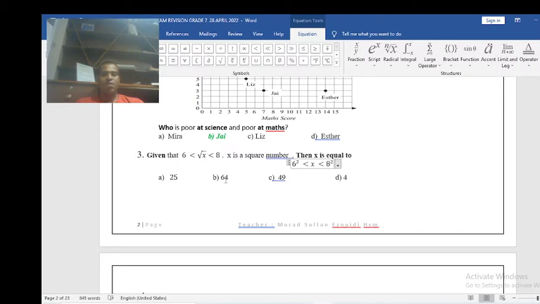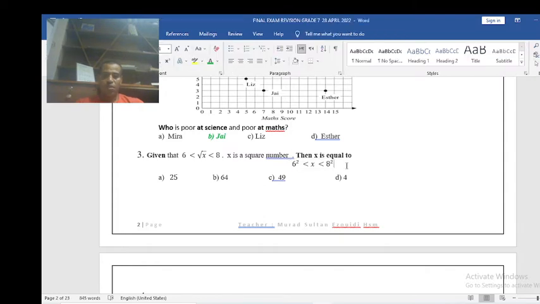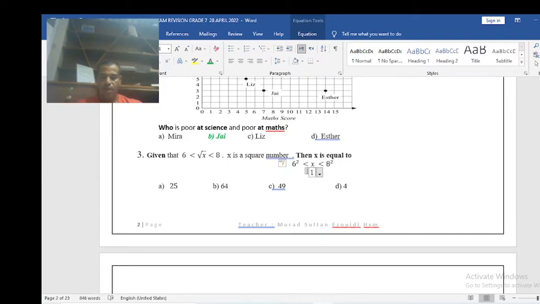Is it 25 or 64 or 49 or 4? First of all, learners, the first square numbers are 1, then 4, then 9, then 16, then 25, then 36, then 49, then 64, then 81, and we reach 100. So all of these are the square numbers.